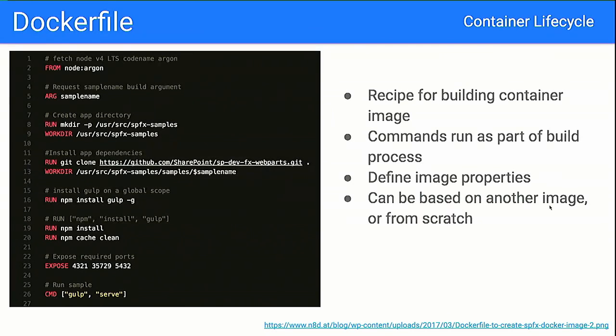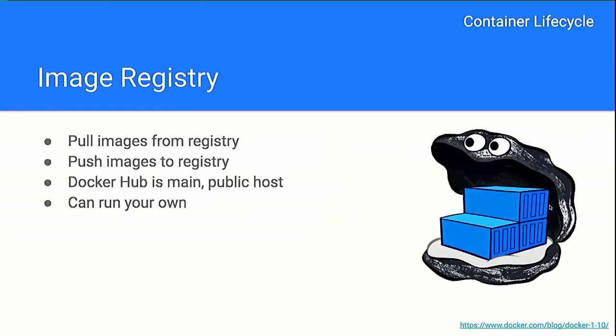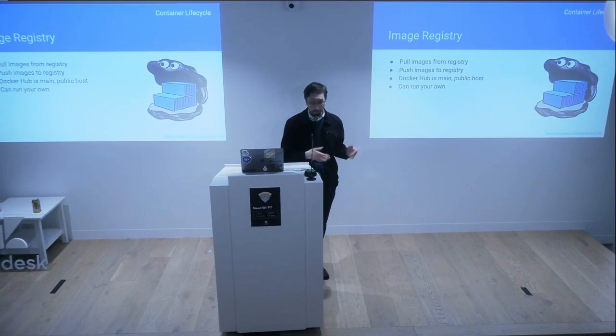Where do those images come from, though? Well, they come from an image registry. Docker Hub is the main public one, but it's totally possible to run your own publicly or privately, which is handy for sharing images amongst a team. And it basically is like a Git repository, but for container images.